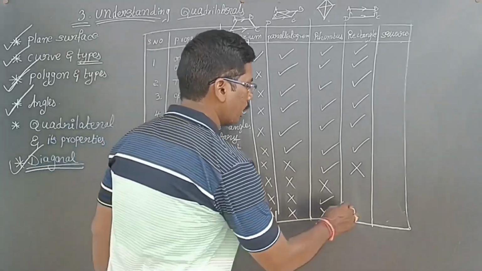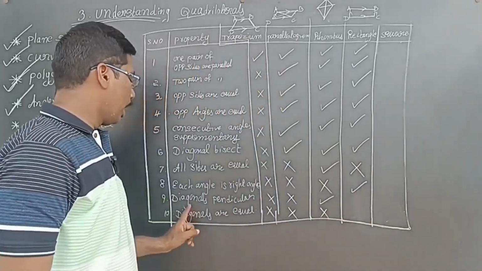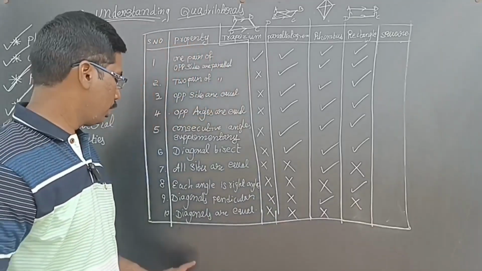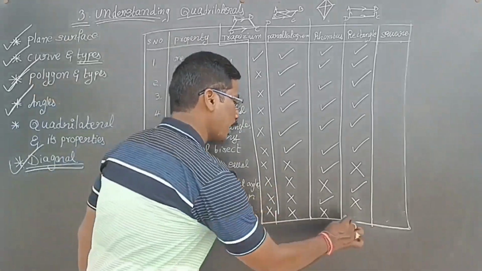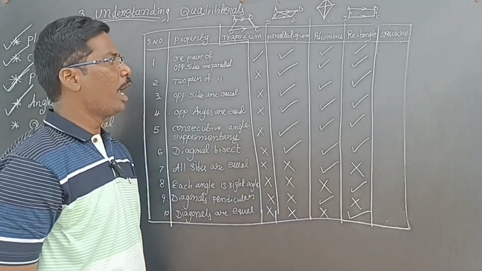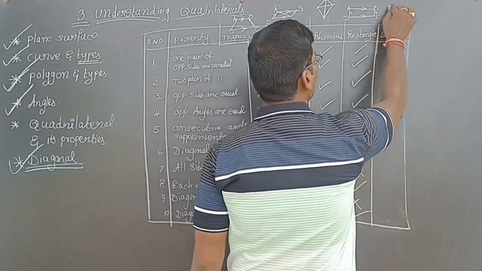Each angle is right angle. Yes, each angle is right angle. Diagonals perpendicular? No. Diagonals will never be perpendicular. Diagonals are equal. Yes, from here onwards, diagonals are equal. And at last, square.